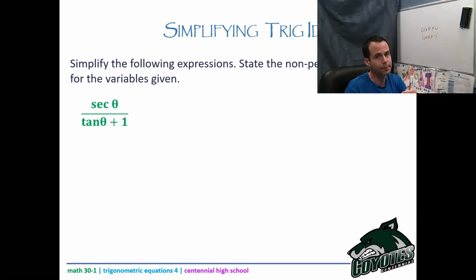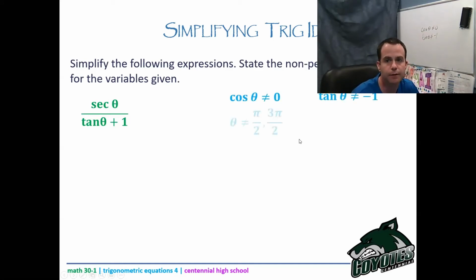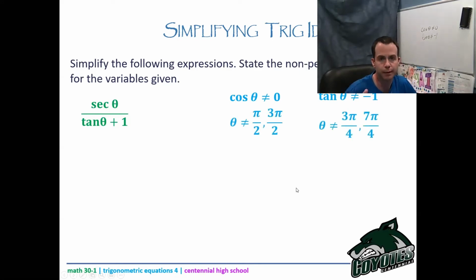Well, remember, cos is your x value. When does your x value equal 0? Your x value equals 0 at pi over 2 and 3 pi over 2. Okay. When does tan of theta equal negative 1? Well, negative 1, that's your pi over 4, but if I'm negative, I'm in quadrant 2 and in quadrant 4. So that would be 3 pi over 4 and 7 pi over 4. So cos of theta can't equal 0, tan of theta can't equal negative 1. That's at pi over 2 and 3 pi over 2. That's at 3 pi over 4 and 7 pi over 4.